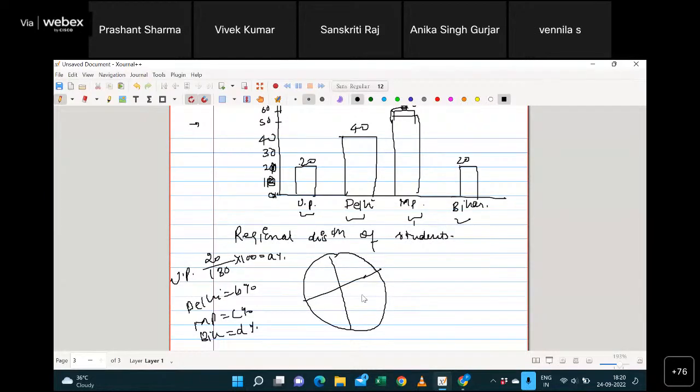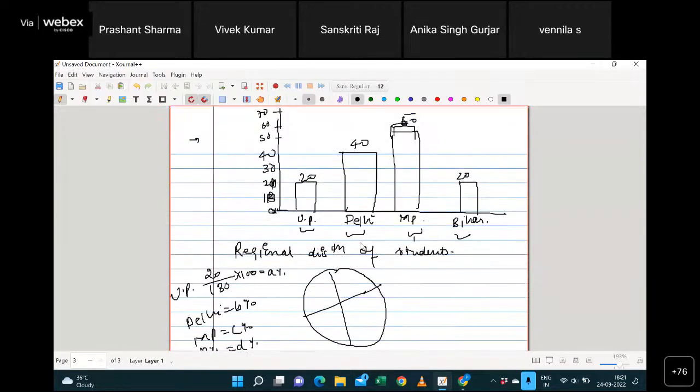So when we are trying to compare parts of a whole, then a pie chart will be used. I'm interested in the share of a particular category. And when we are interested in comparing things between different groups, then a bar chart will be more suitable. Is it clear? Any doubt in this?